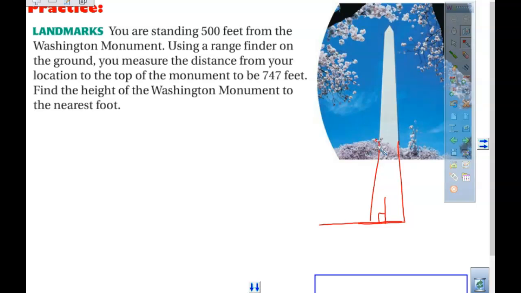It says you're standing 500 feet from the monument. And you are using this rangefinder to measure the distance from the top that is 747 feet. Where should I be putting my 500 in this picture? On the bottom. That's how far away I'm standing. So this is like me standing over here, right? I'm this person standing right here, right? I am 500 feet away.